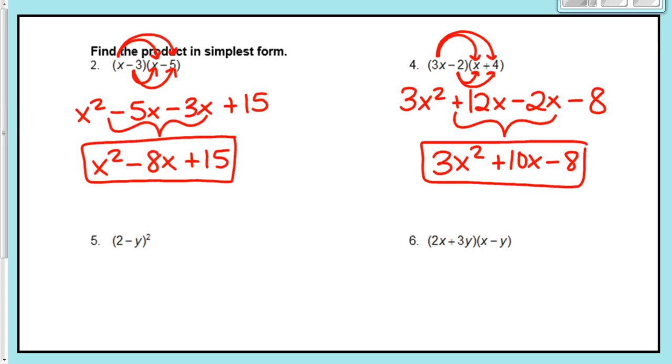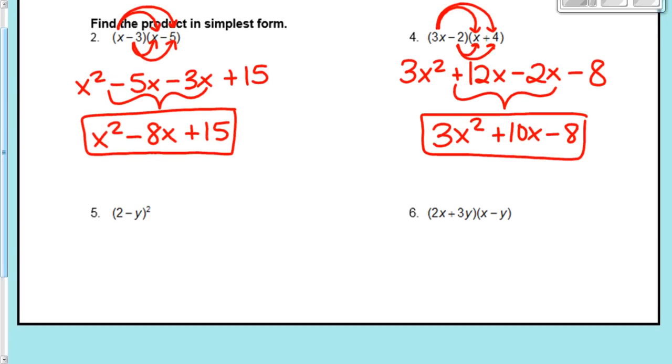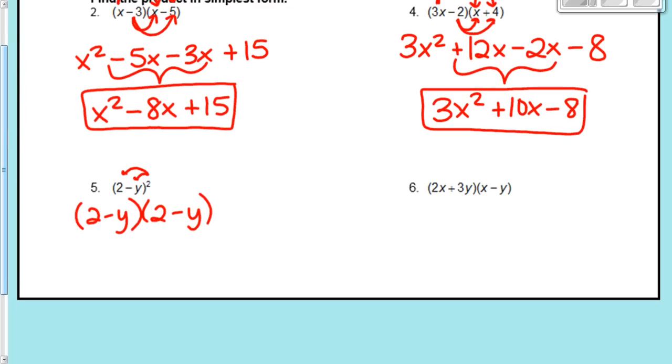Number 5 is actually very similar to the ones we just did, even though it doesn't look like it. Remember that 2 minus y squared means 2 minus y times 2 minus y. Okay? If I was in front of you right now, I would question you, and I would say, okay, could I just distribute my square here? And I'm guessing some of y'all would say yes. So let's test it out and see if we can do that. But let's do it the long way.